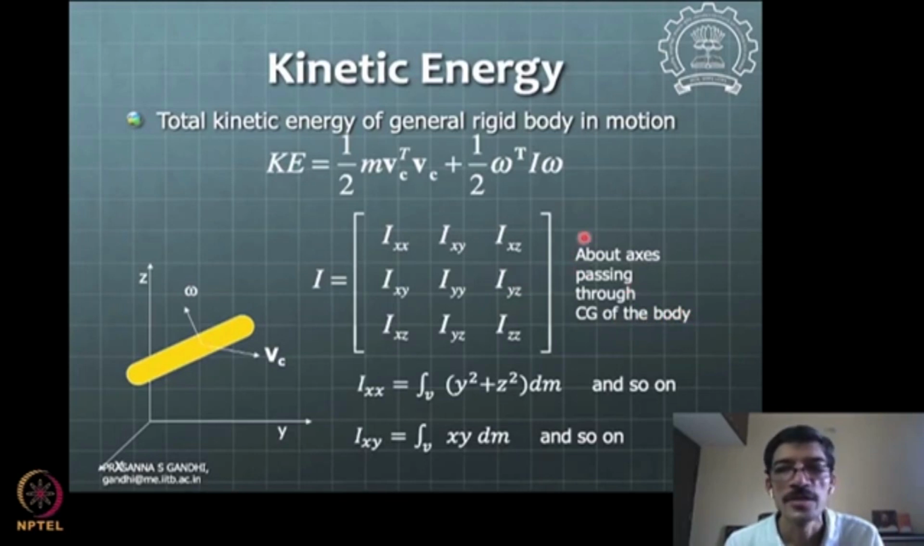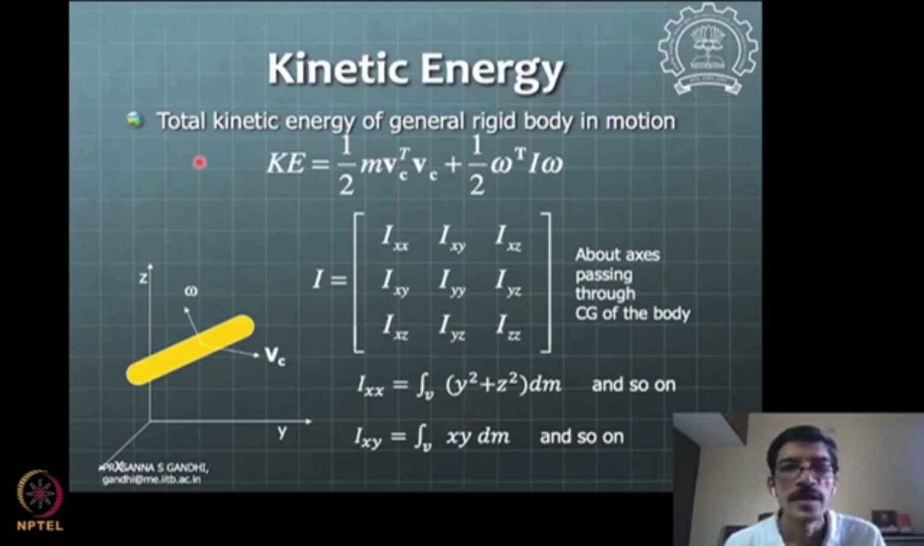Okay, so this is another important point. You are not taking this inertia matrix about any other point in the system. You are taking it about the axes passing through the center of mass of the body. So these are the two terms that are coming in the kinetic energy expression, and these inertias, these mass moments of inertia, are defined in this fashion.